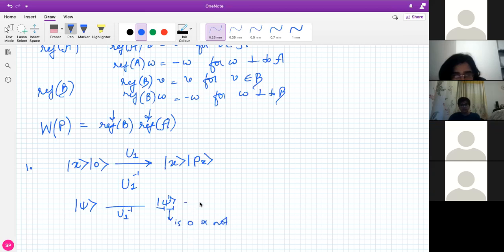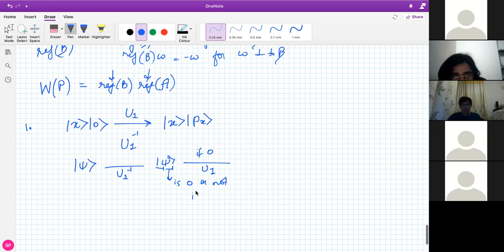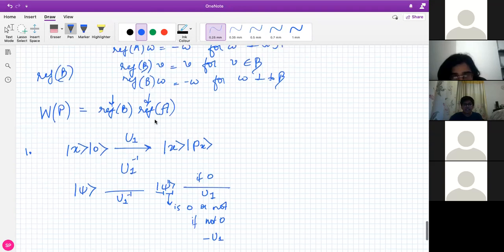If it is 0, then I put u1. If it is not 0, I put minus u1. Like I put a phase. So what I have effectively done is I have actually implemented this reflection A operation by doing this. Why? Look at this.